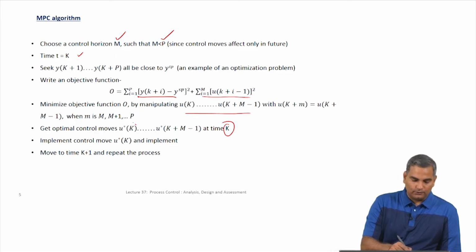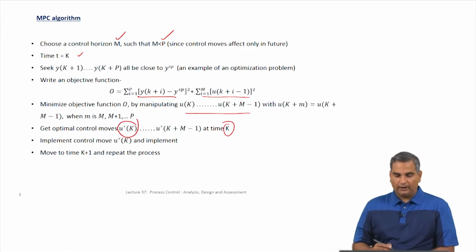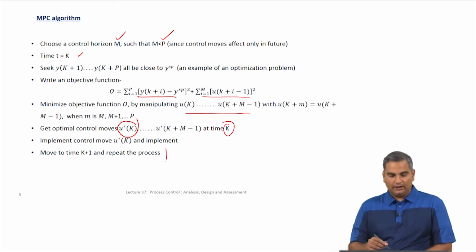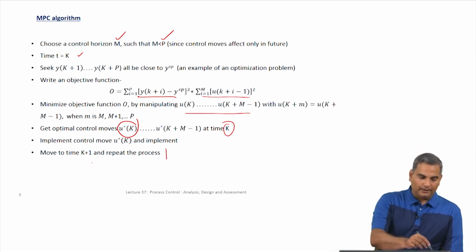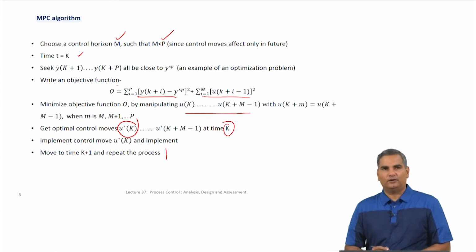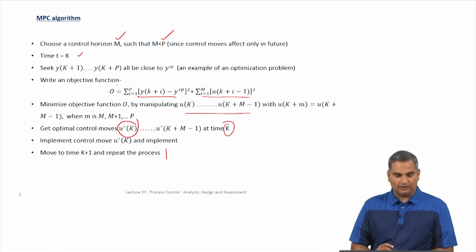So, what you will do is you will implement this, and then wait, and then you will go to t equal to k plus 1, and you will repeat this process and so on, and you will keep controlling your process. So, that is the way the MPC algorithm works.